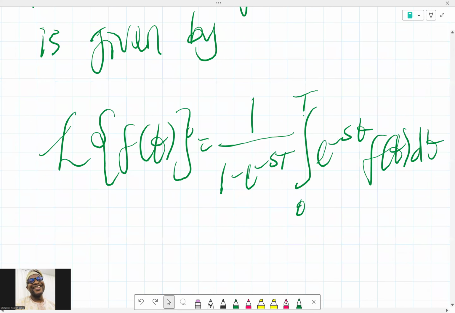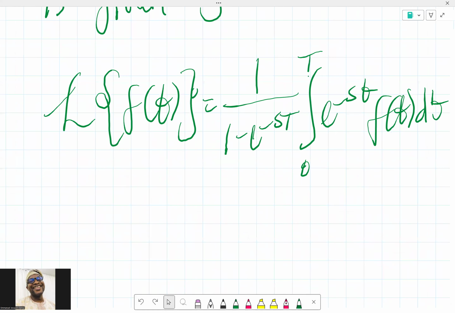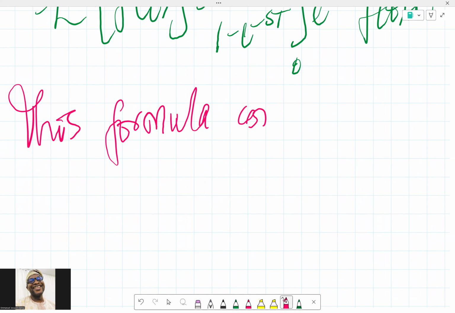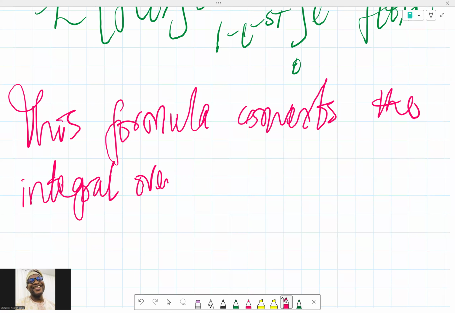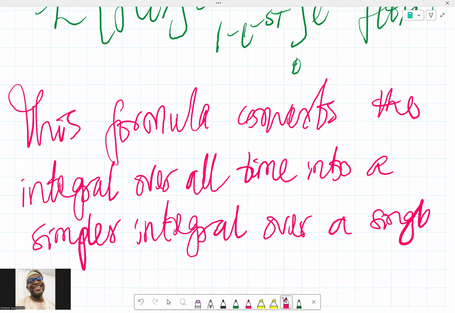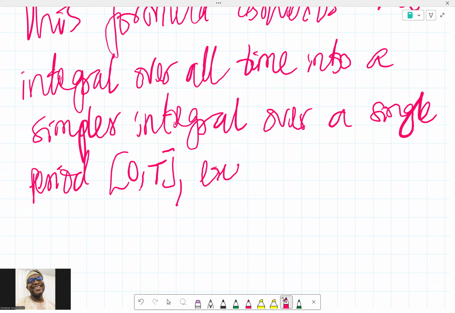Normally this integral is from 0 to infinity, but here, because of the periodicity, it is from 0 to T, and the factor outside balances that out. So this formula converts the integral over all time into a simpler integral over a single period. That's why we have the factor outside. Over a single period, 0 to T, exploiting periodicity.